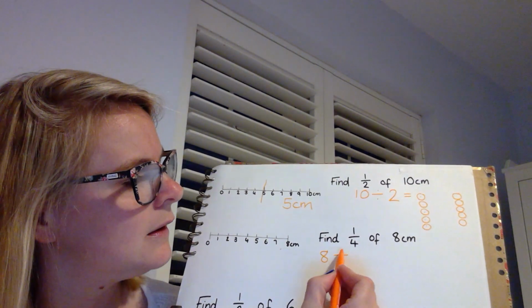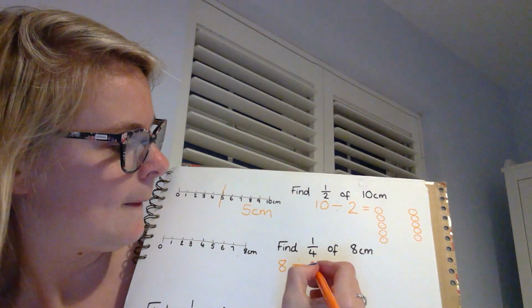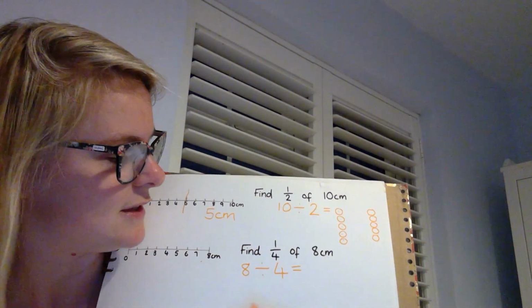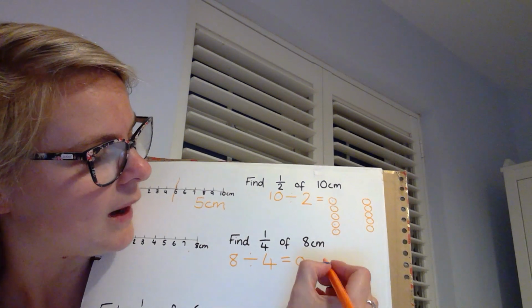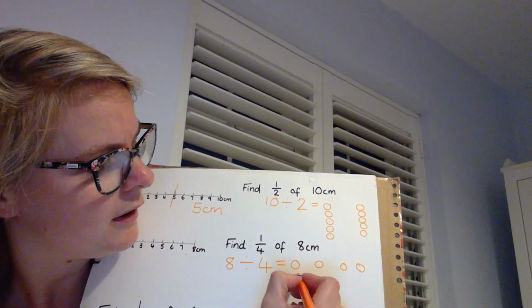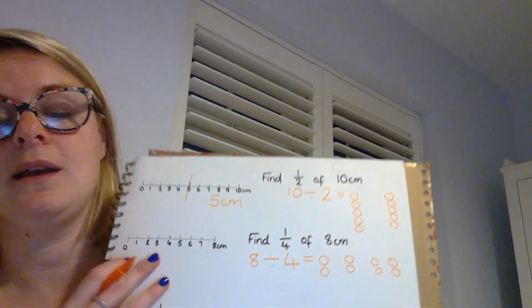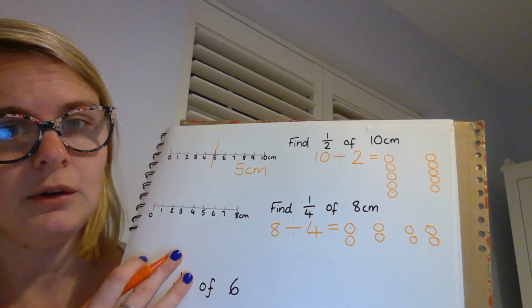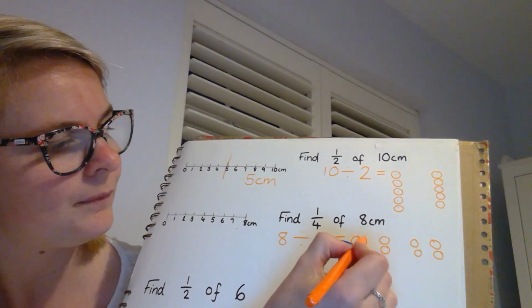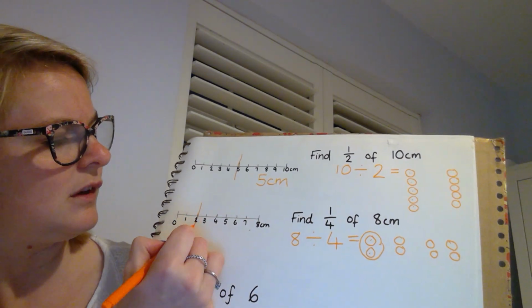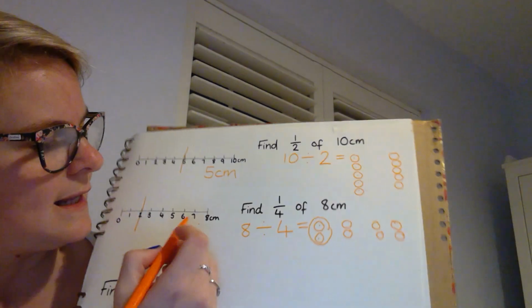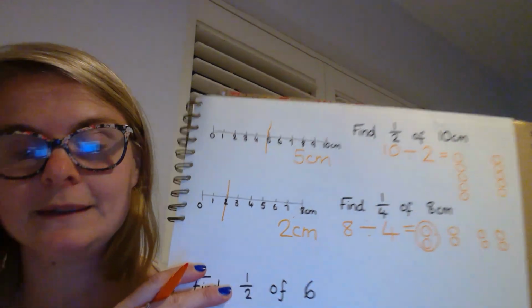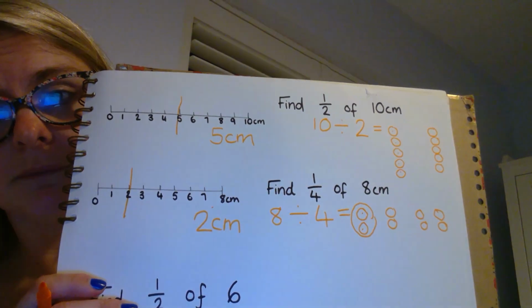So I do 8 divided or shared between 4 equals, again, you might know that because you've been practicing your division, but I'm going to use my counters. So I'm going to share 8 into 4 groups. 1, 2, 3, 4, 5, 6, 7, 8. And I can see that in each of my groups I've got 1, 2. So 8 divided by 4 is 2. And that tells me, if I find my 2 on my ruler, that 2 centimetres is a quarter of 8. So that's fantastic. Right, so that is how you find a fraction of a length.